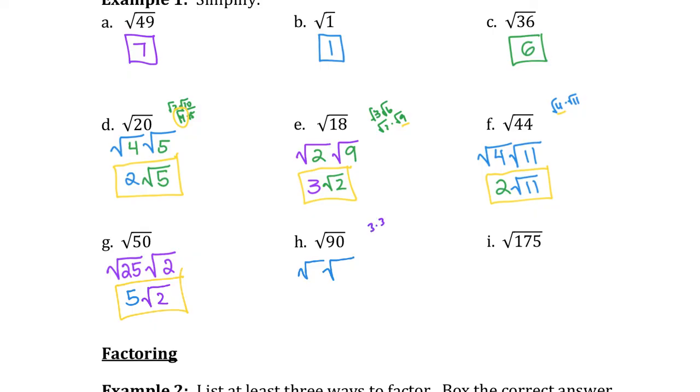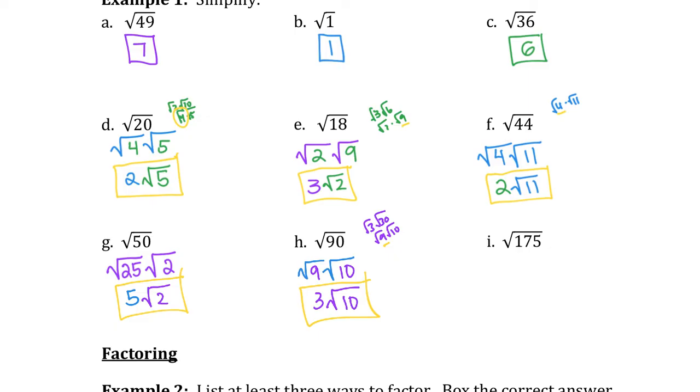3 times 30? No. 9 times 10? Yes, I know the square root of 9. 9 times 10. The square root of 9 is 3. Square root of 10, I don't know the square root of 10. 3 square root 10 is my final answer.